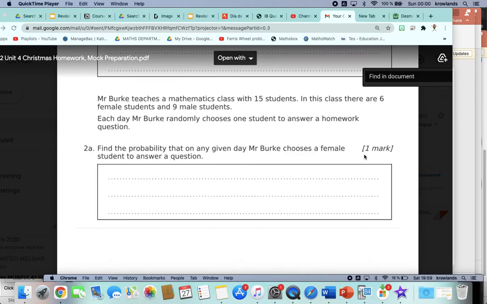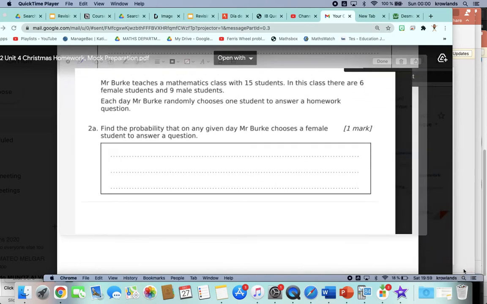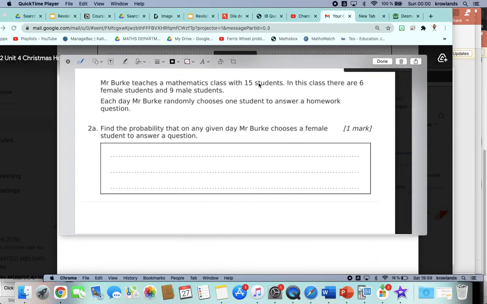This is going to be really quite straightforward. A probability is to do with the total number of students. The total number of students is 15. So this is simply going to be 6 over 15.